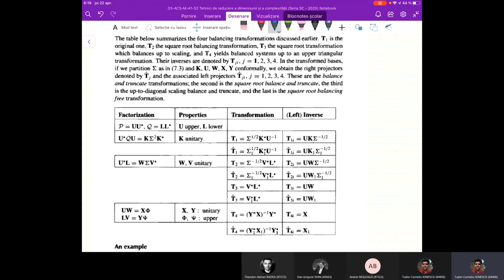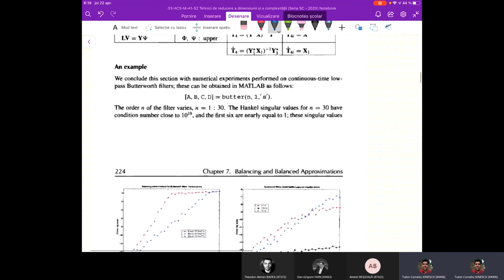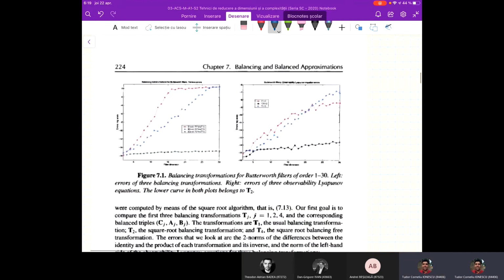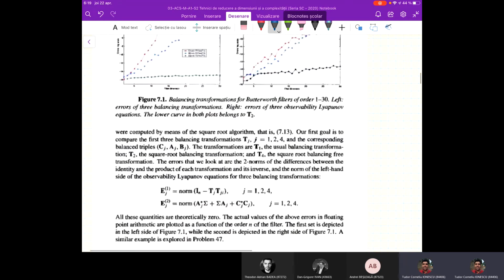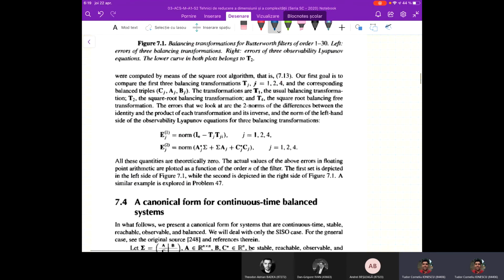And here is an example. This is an example performed on a Butterworth filter, with the order varying from 1 to 30. And these are plots of the Hankel singular values, and of the balancing transformation, and then you can use approximations of these Butterworth filters.